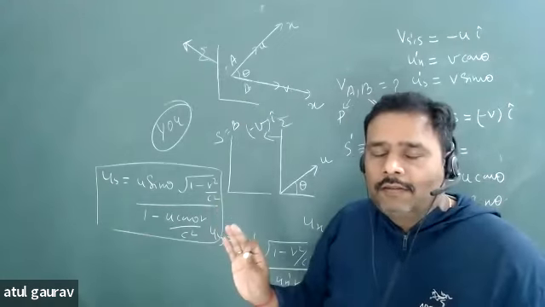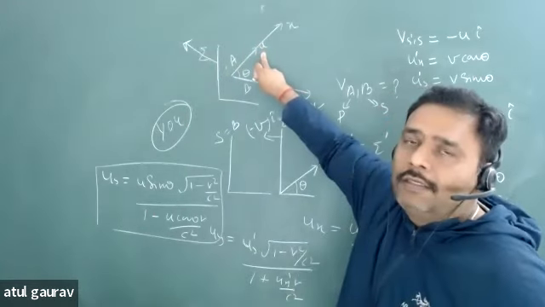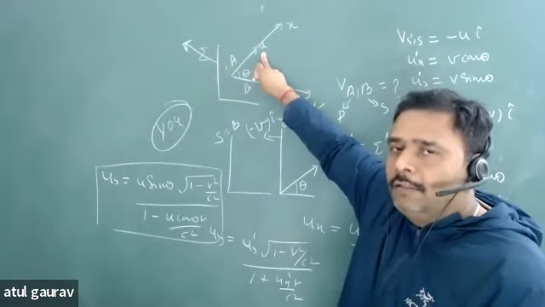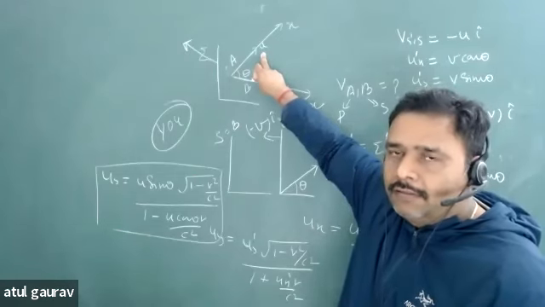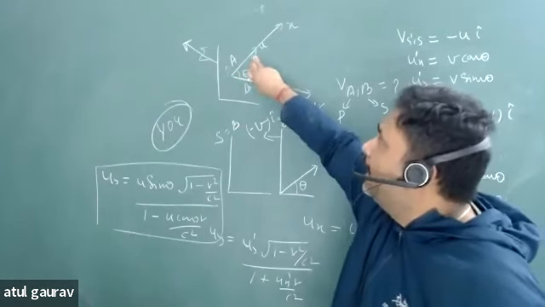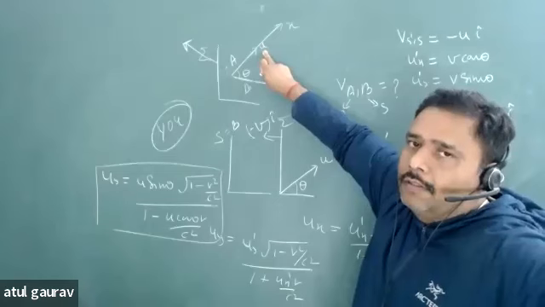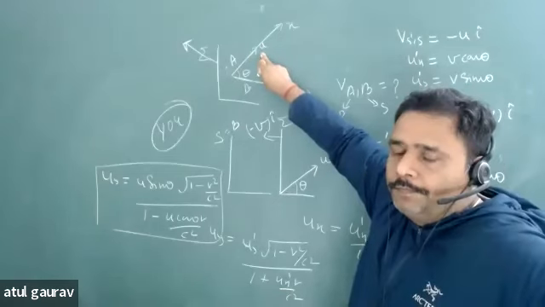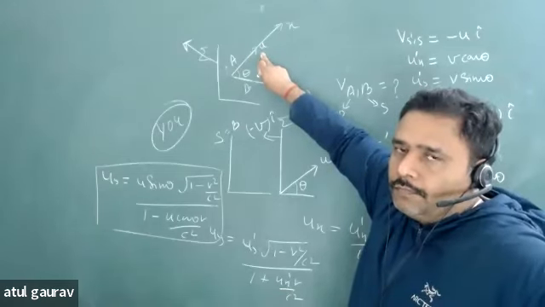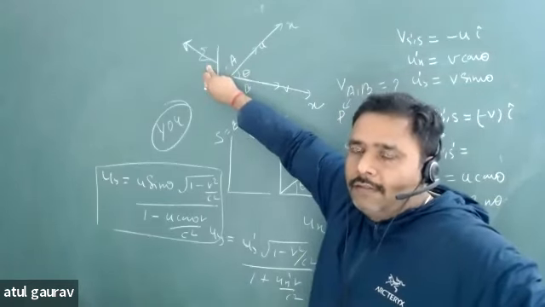Are you getting my point? Yes. And this is the S dash frame. So this will be UX dash, UY dash, UZ dash. And because A is, what is velocity U? What is U? Just tell me, what is the definition of U? Velocity of the particle, velocity of A with respect to sigma. Yes, isn't it?